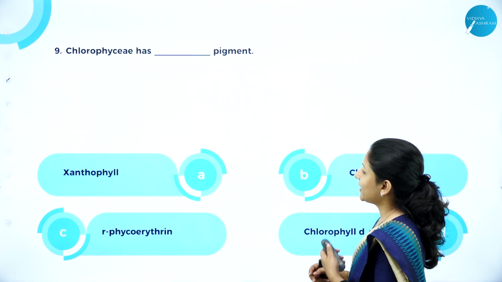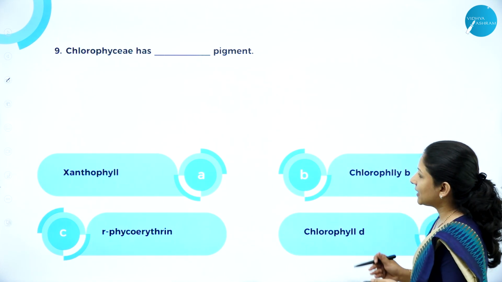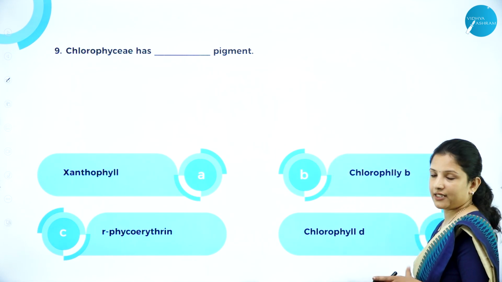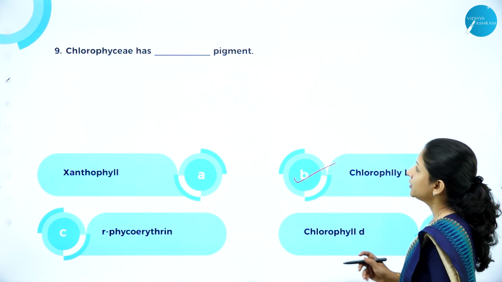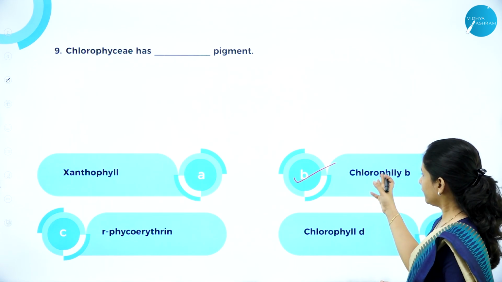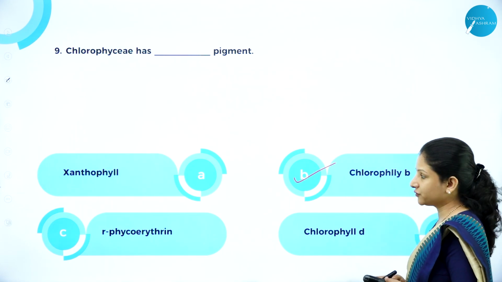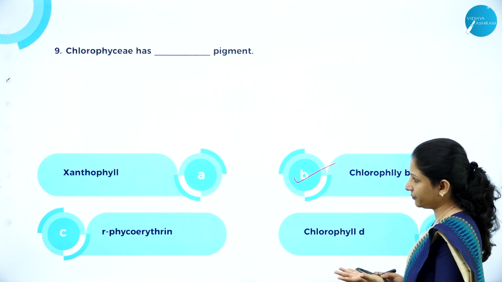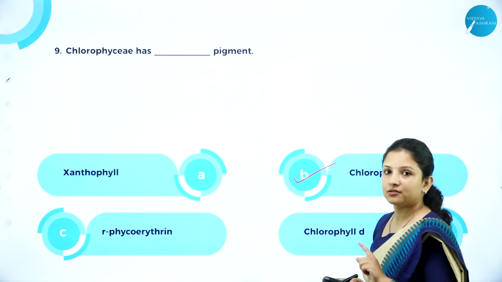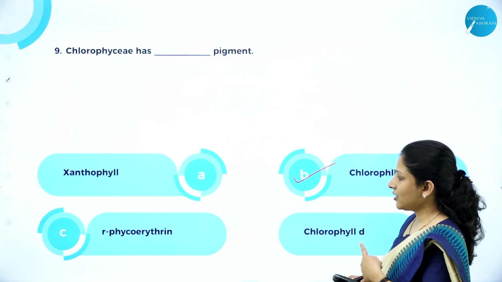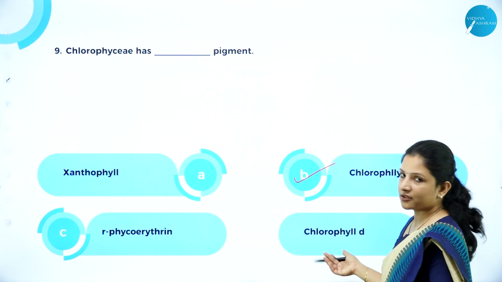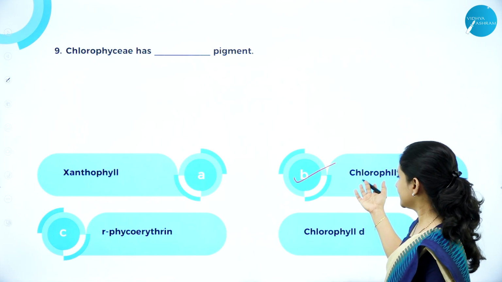Okay, next. Chlorophyceae has dash pigment. Does it have xanthophyll, or phycoerythrin, chlorophyll B or chlorophyll D? The right answer here is chlorophyll B. It can have chlorophyll A also, but chlorophyll A is not given as an option. Chlorophyll B is given. So chlorophyll B you have to choose because it has both chlorophyll A and chlorophyll B. Xanthophyll, no. It is the brown algae, that is Phaeophyceae, that has xanthophyll. Phycoerythrin is present in red algae, that is Rhodophyceae. Chlorophyll D, it's not there in any of them. So, therefore the answer is chlorophyll B.